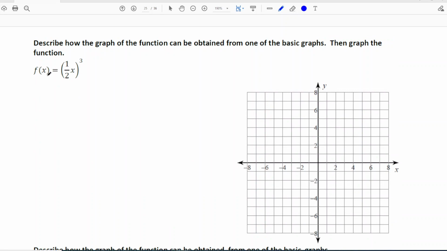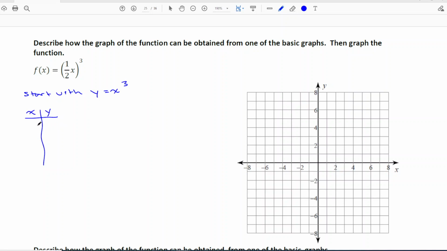So here we're going to do f of x is equal to 1/2 x cubed. Describe how the graph of the function can be obtained from one of the basic graphs. So you're going to start with which graph? Well, it's our cubic. So we're going to start with y equals x cubed. Let's draw the y equals x cubed graph.